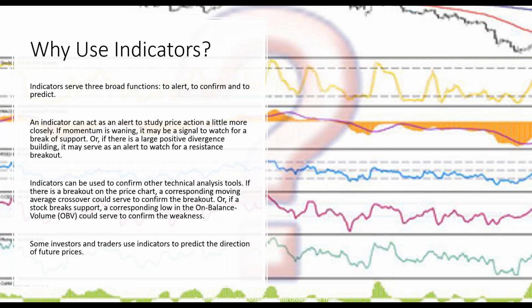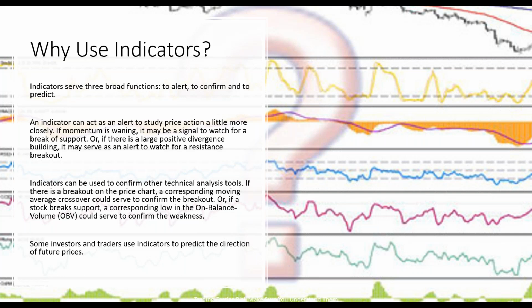Now, indicators serve three broad functions: to alert, to confirm, and to predict. An indicator can act as an alert to study price action a little more closely. Nobody or no smart trader trades strictly from an indicator. In fact, indicators are used as secondary decision-making processes. If momentum is waning, it may be a signal to watch for a break of support. Or if there's a large positive divergence building, it may serve as an alert to watch for a resistance breakout. Indicators can be used to confirm other technical analysis tools.